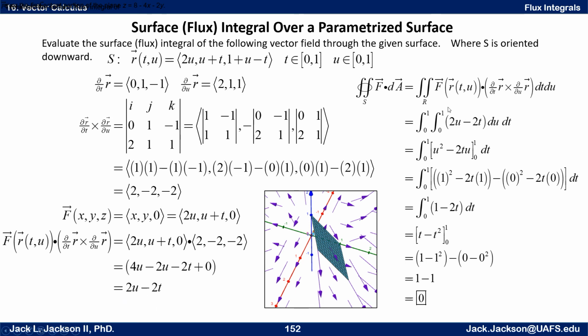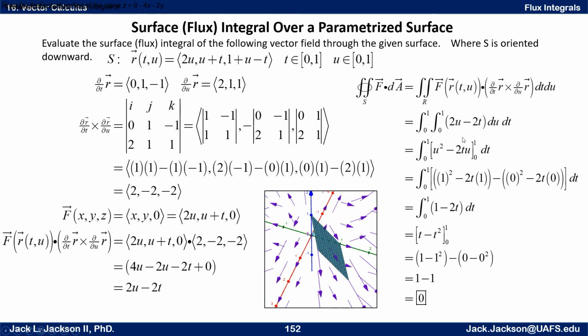So notice that we've finally boiled this down to a double integral in 2 variables like we had done earlier in the course. Got everything in terms of our parameters u and t. Now since t and u are both just going from 0 to 1, that makes the limits here pretty straightforward and pretty easy.